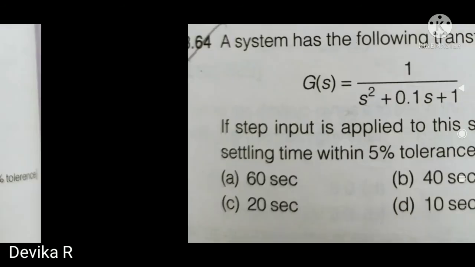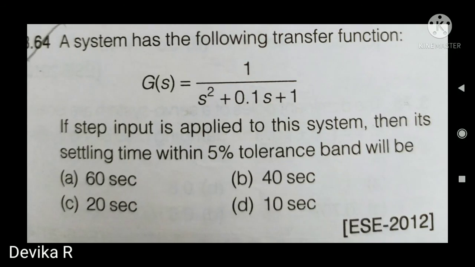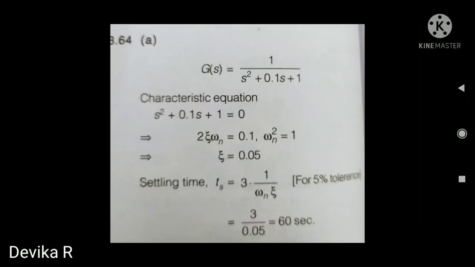Okay, so it's a second order system. G of s equal to 1 by s square plus 0.1 s plus 1. It is similar to the second order characteristic equation.